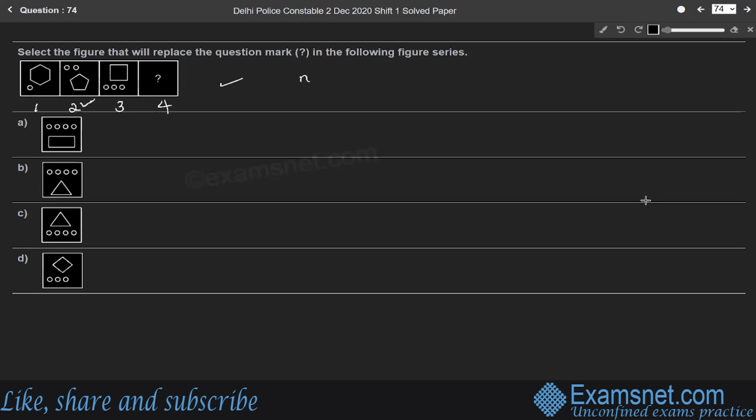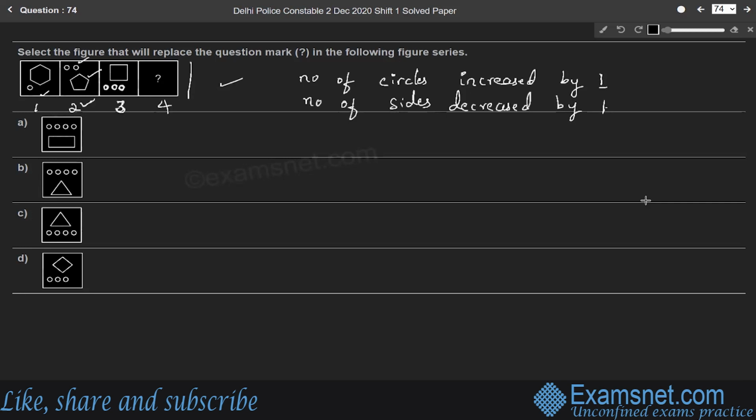Right? So number of circles increased by 1. And number of sides in figure 2 decreased by 1. Yes. So let us apply the same criteria for figure 3 and 4. So here number of circles is equal to 3 when it is increased by 1 and when it moves upwards.